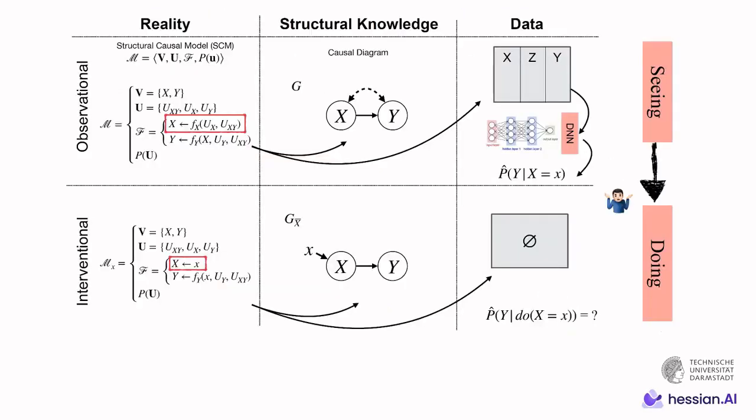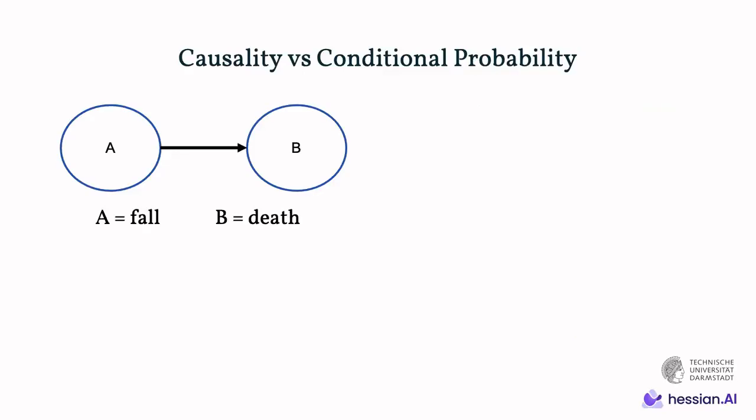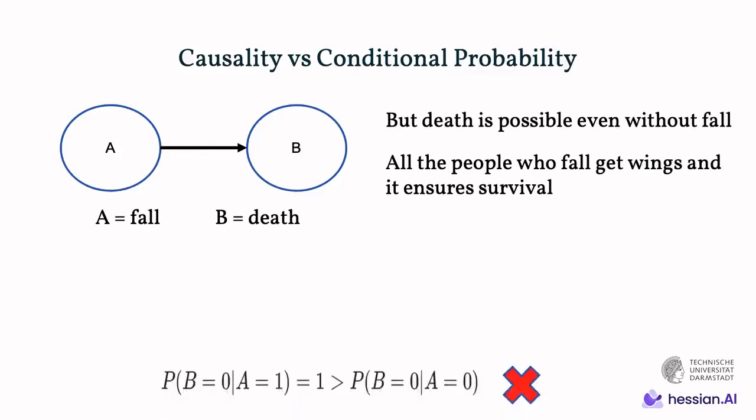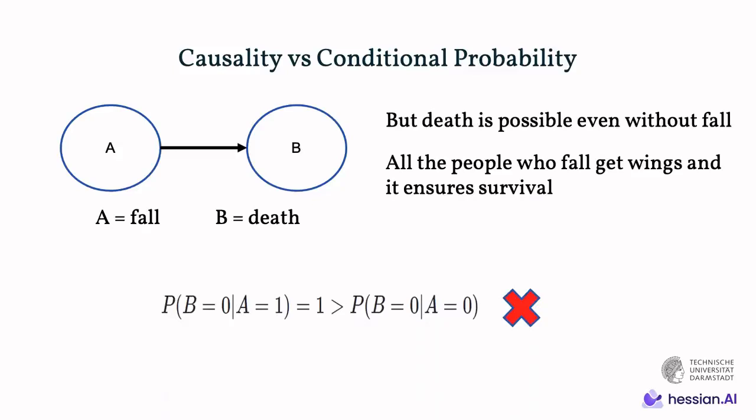The difference between causality and conditional probability. Suppose someone falls from a tall building, and that causes most probably death, right? But then we can say that death is possible even without a fall. So when you have these conditional probability arguments, you cannot answer these kinds of questions. Because I can say that suppose all the people who fall get wings and it ensures survival. In these cases, you can just ask these conditional questions, but you cannot answer causality. So that's what it says.